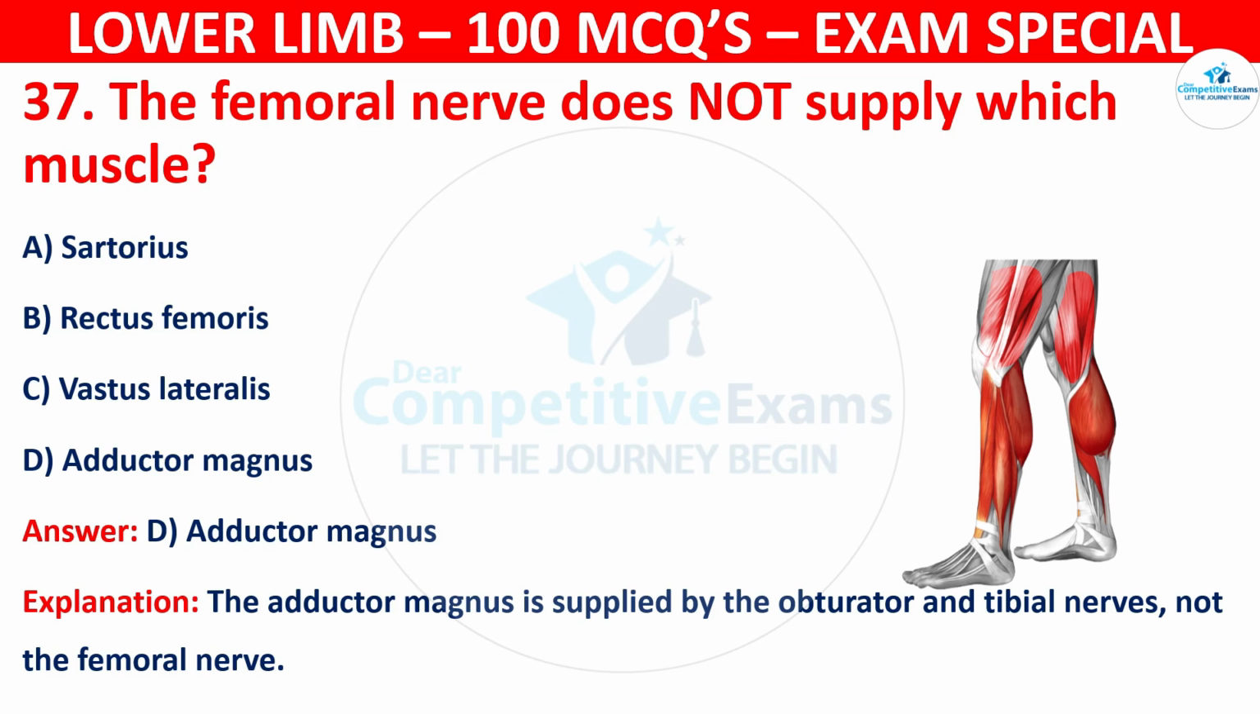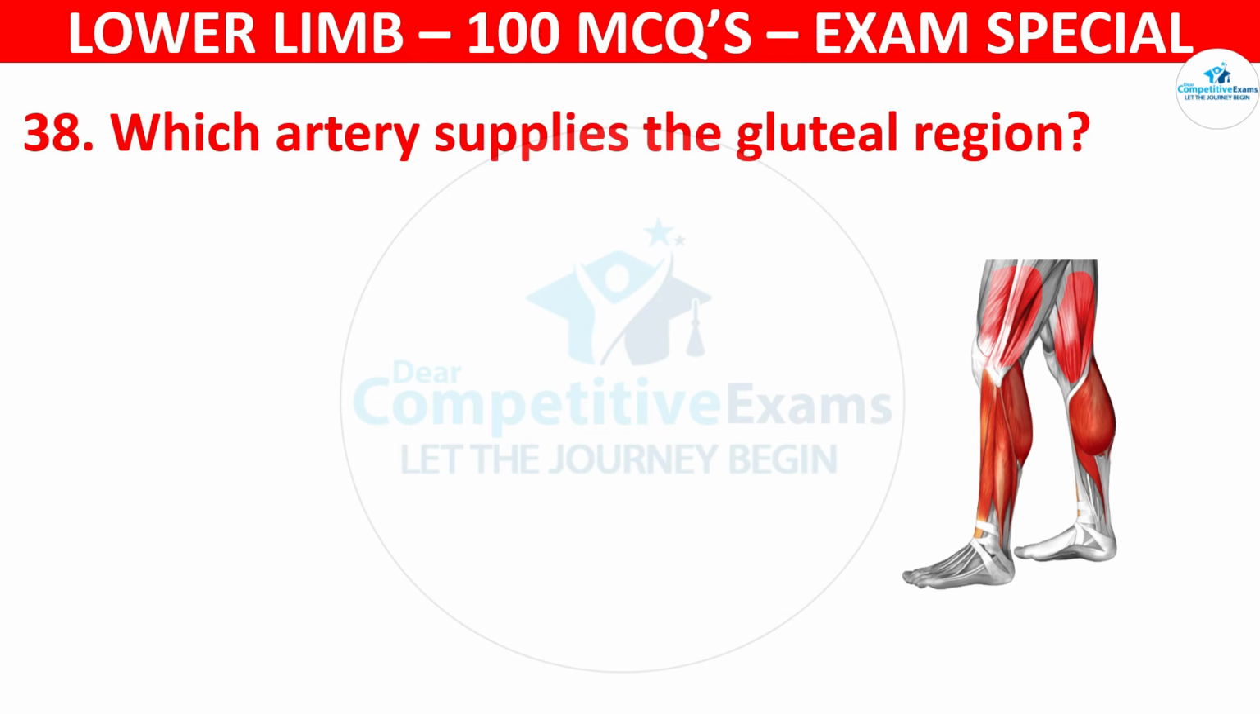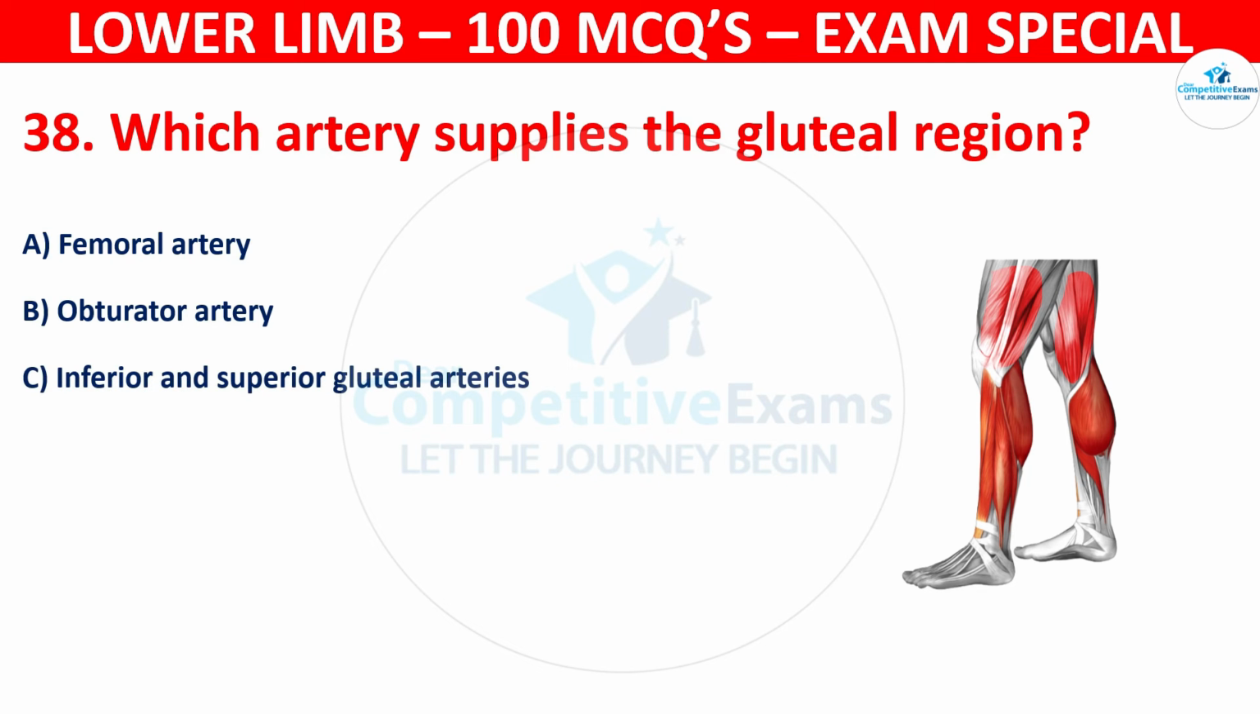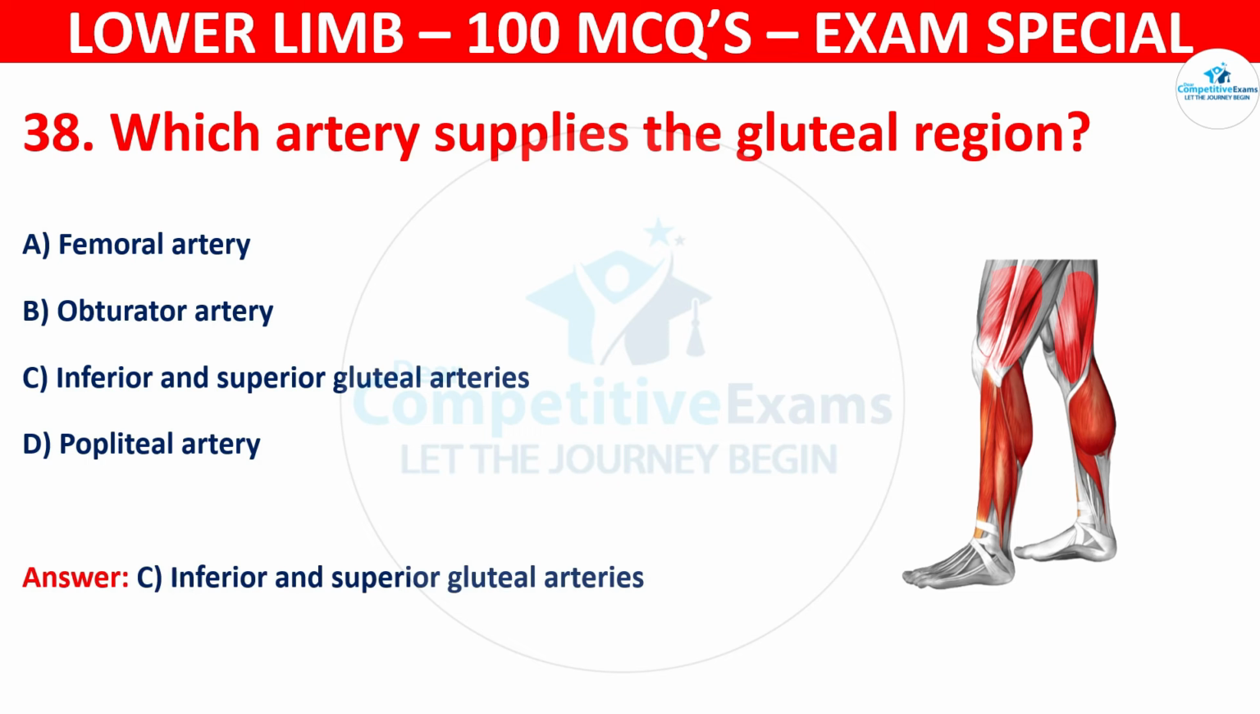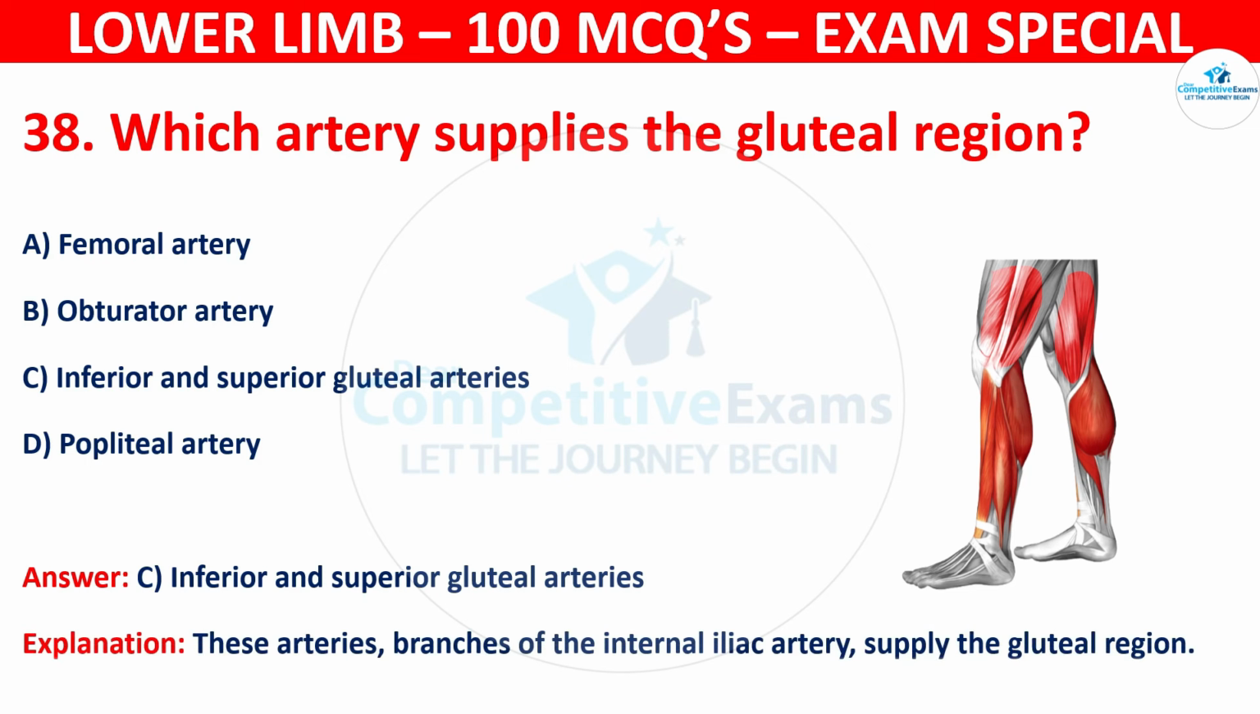Question number 38. Which artery supplies the gluteal region? Your options are femoral artery, obturator artery, inferior and superior gluteal arteries, or popliteal artery. The correct answer is C, that is inferior and superior gluteal arteries. These arteries, branches of the internal iliac artery, supply the gluteal region.